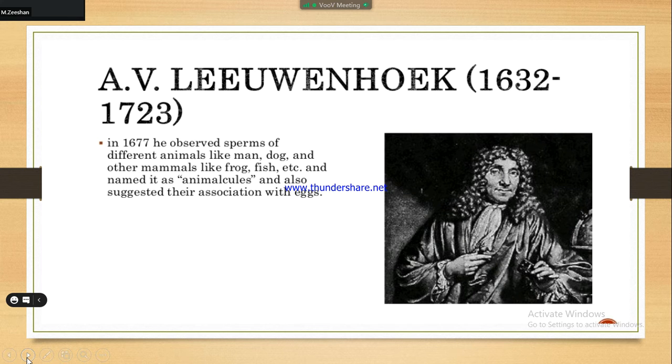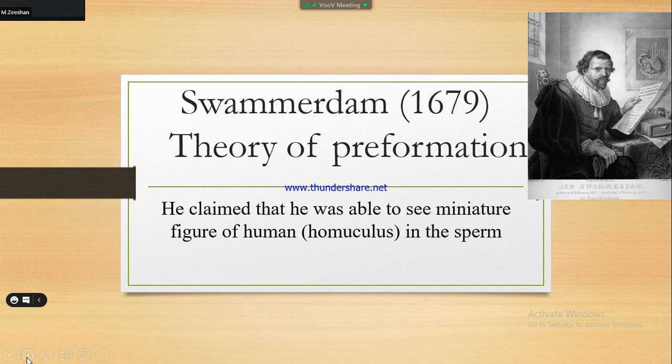Then Leeuwenhoek, 1632 to 1723. In 1677, he observed the sperms of different animals like man, dog, other mammals, frog, fish, and named them animalculus, and also suggested their association with the eggs. Theory of preformation, Swammerdam in 1679. He claimed that he was able to see the miniature figures of human homunculus in the sperm.